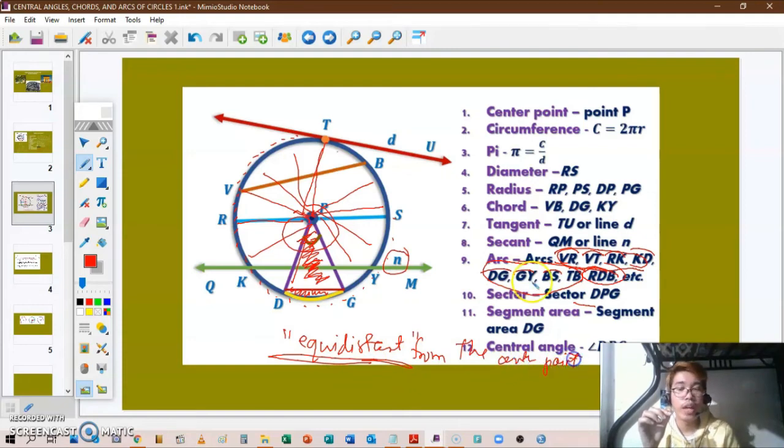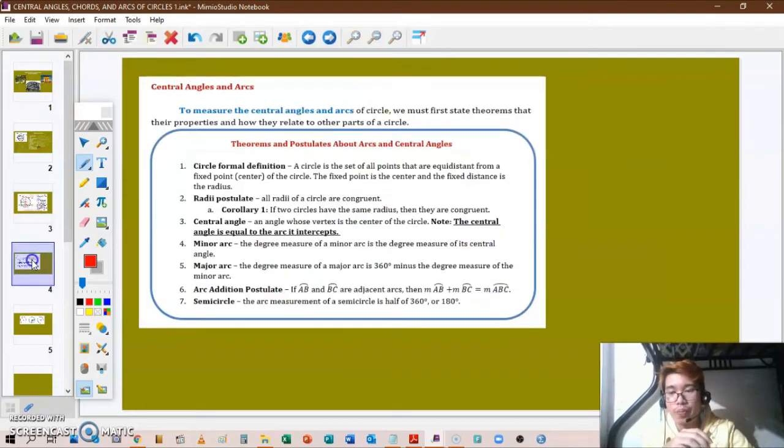That's why in naming circles, let's say we want to name the circle on the screen, we are going to name it circle P. We always name our circle using the center point. That's how important the center point is on a circle.